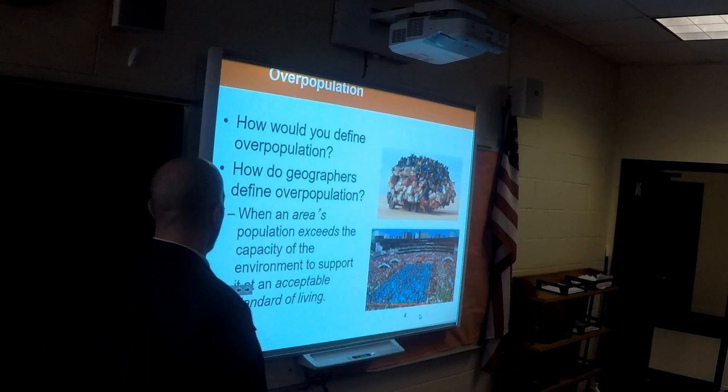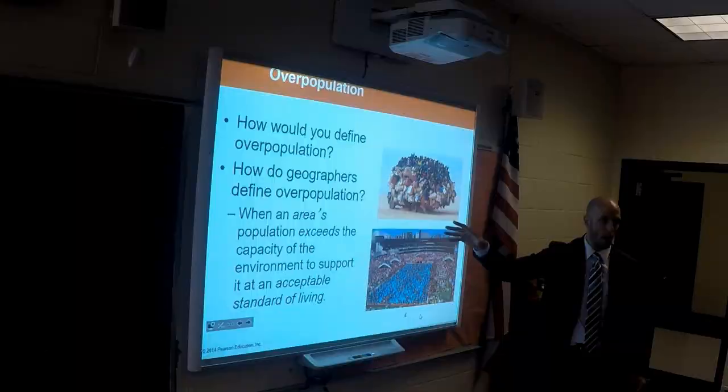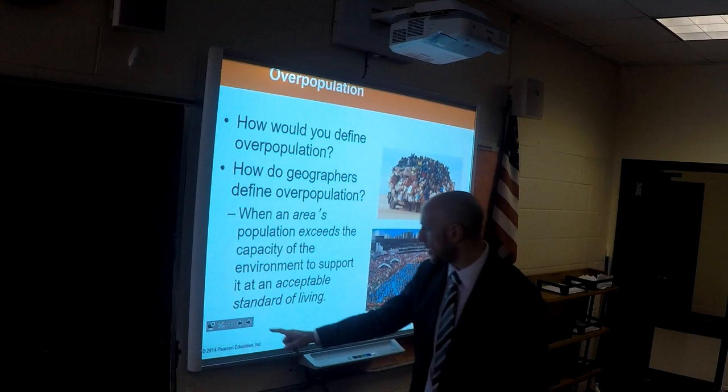How would you define overpopulation? Overpopulation is when we think about an area having not enough land, or I guess not enough resources to support the population that exists within that region. An area's population exceeds the capacity of the environment to support an acceptable standard of living. This here is when we consider overpopulation. We have Malthusian theory and all that plays in directly to that, but I wanted y'all for now to know what a definition of that would be.